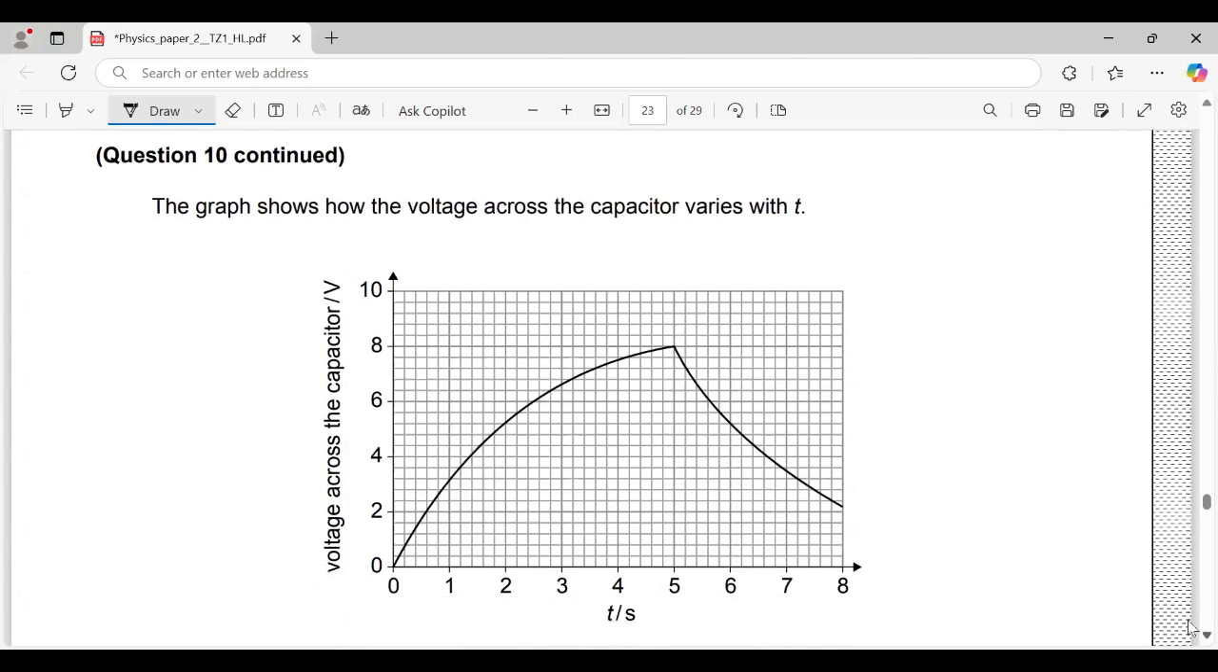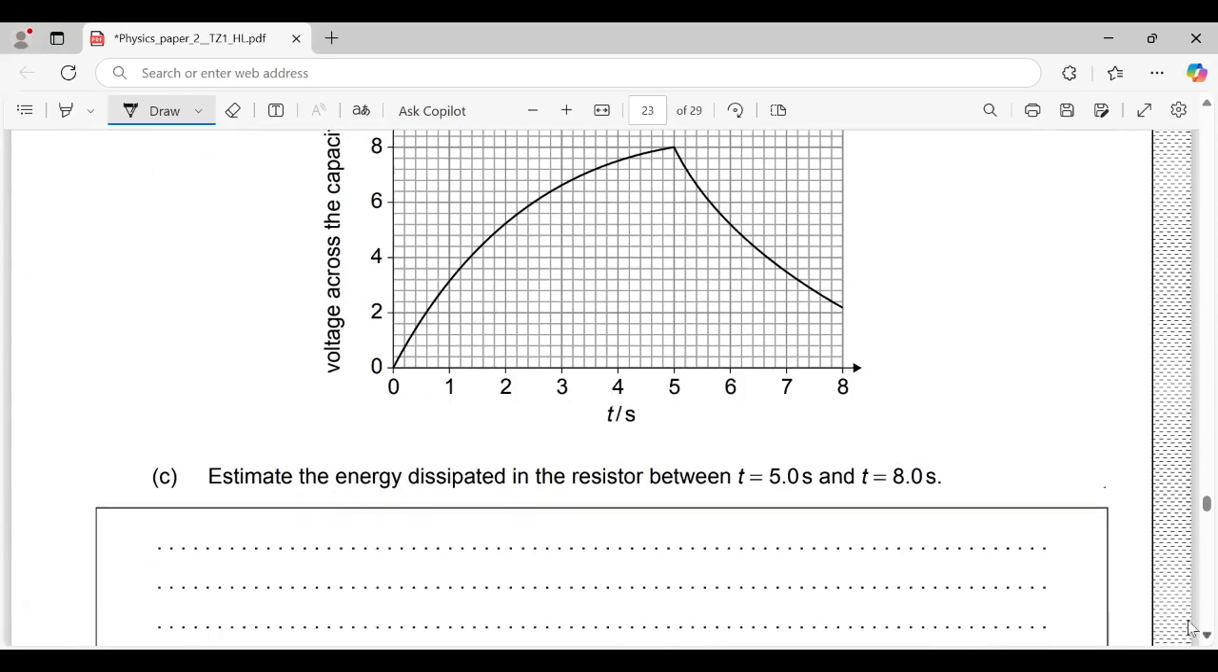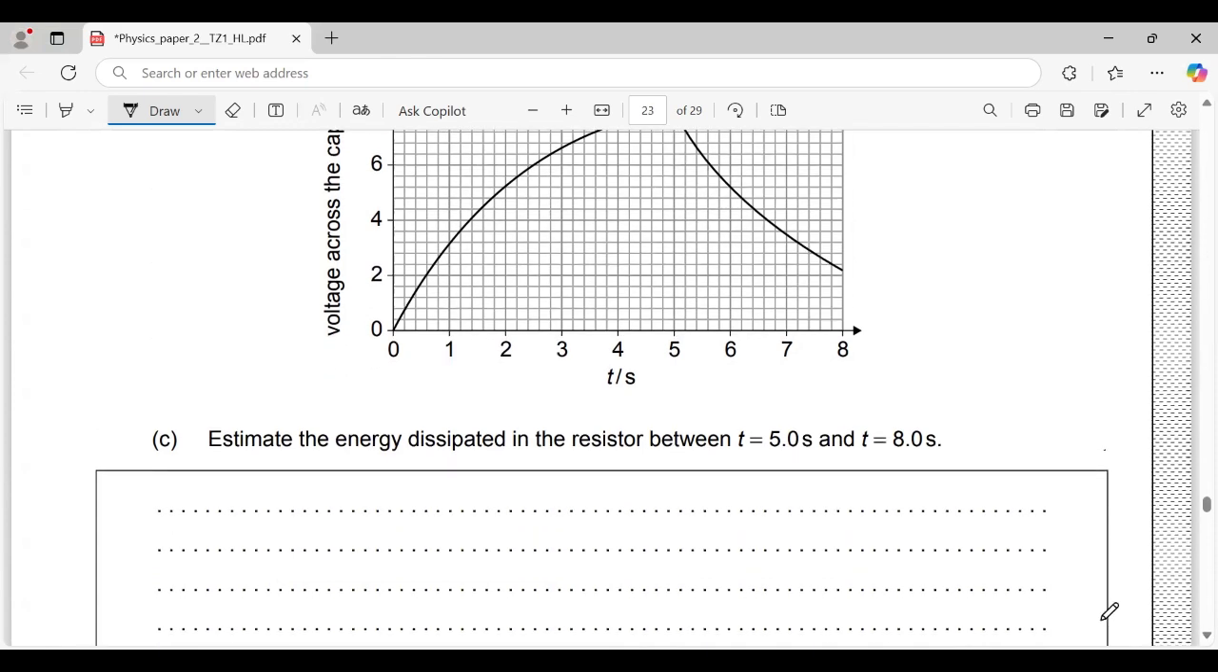Next, the graph shows how the voltage across the capacitor varies with t. This is the graph. Estimate the energy dissipated in the resistor between t equals 5 seconds and t equals 8 seconds. I would like to use the formula EC, the energy stored in the capacitor. EC equals half CV squared.